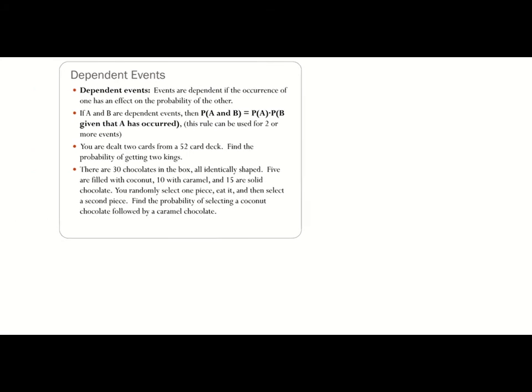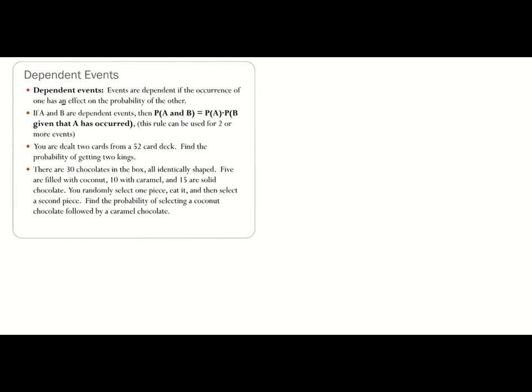All right, so here we're looking for dependent events. Events are dependent upon each other if the occurrence of one has an effect on the probability of the other. Here, with dependent events, you're still going to multiply, but you do the probability of A times the probability of B given that A has occurred. We're always going to assume that A happens, and you can use this rule for 2 or more events.